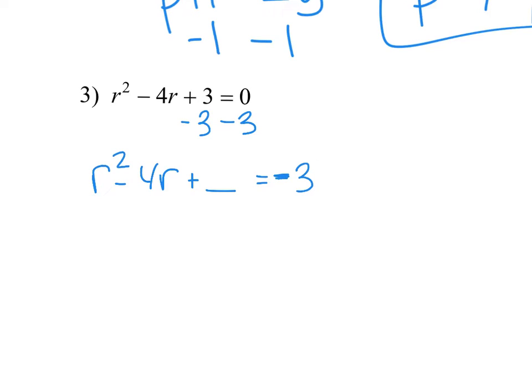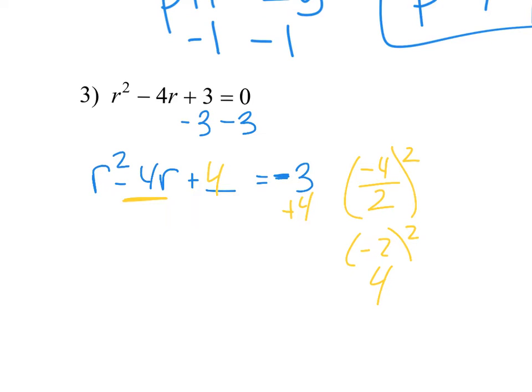Okay, so now I want to complete this perfect square trinomial. So I'm going to take my middle term, this b, negative 4 over 2, and I'm going to square it. So I get negative 2 squared, which is 4. I'm going to put the 4 here. But since I'm adding it to the left side, I have to add it to the right side as well. I have to balance out the equation.